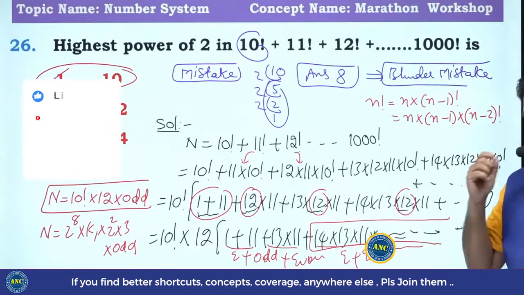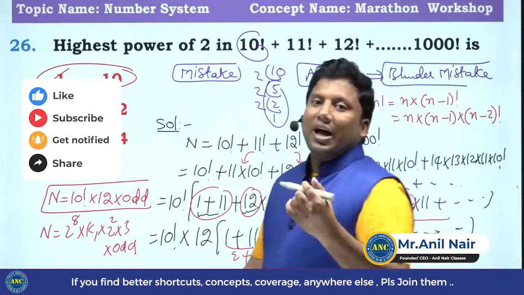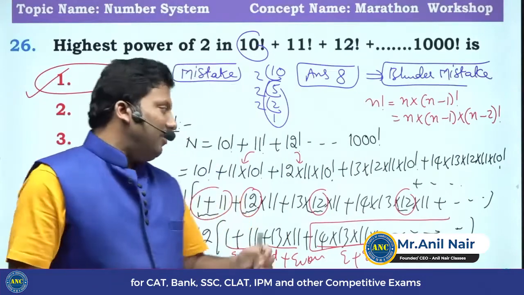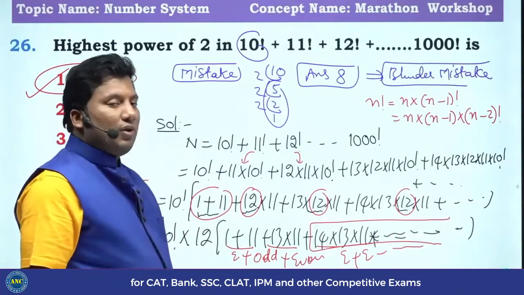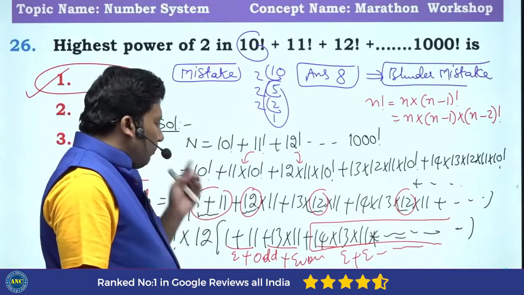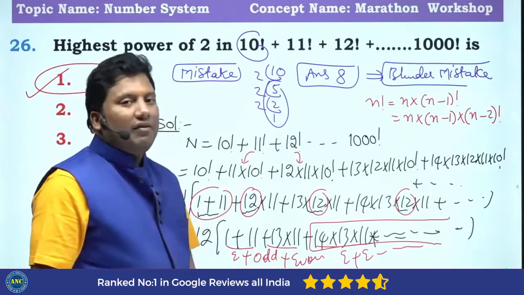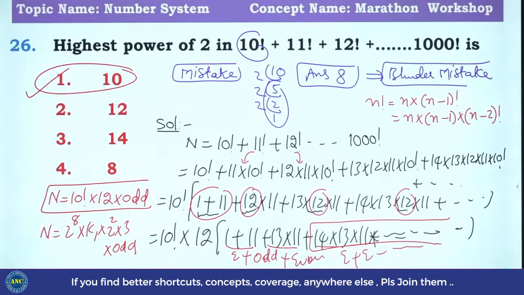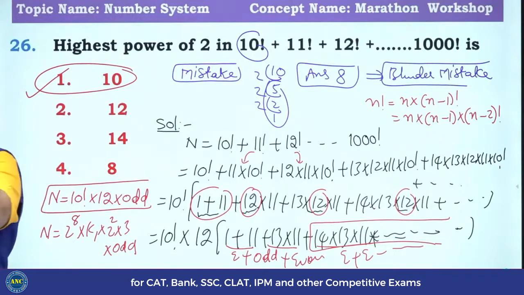From 14 into 13 into 12 into 11, I got even. The sum will be even. 1 plus 11 is 12, an even number. Even plus even is even, even plus odd is an odd number. I hope the question concept is clear.